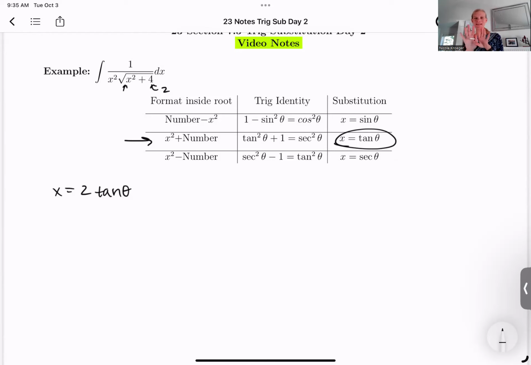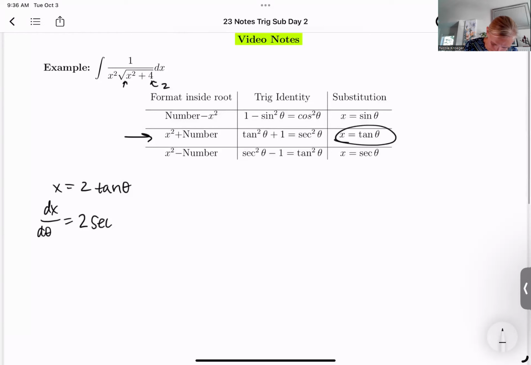It's probably a good idea at this point to go ahead and find dx, but then do an aside to worry about the square root. So let's find dx first so we don't forget to do that. The derivative of tangent is secant squared. For these problems, you need to remember the derivative of tangent, which is secant squared, and the derivative of secant, which is secant tangent. So we're going to have 2 secant squared theta. And so if we solve for dx, this is 2 secant squared theta d theta.